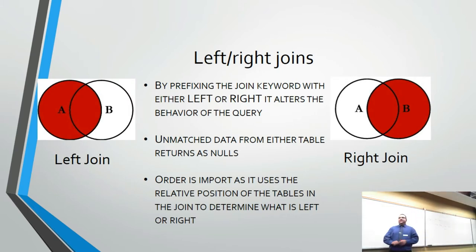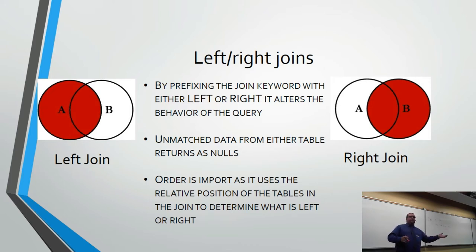Right, left and right joins. Now this is the new stuff. These are known as outer joins. Essentially how it works is you can return all the records from one table that have a partial match in another table, either to the left or to the right. And if you don't match data, it returns it as a null.